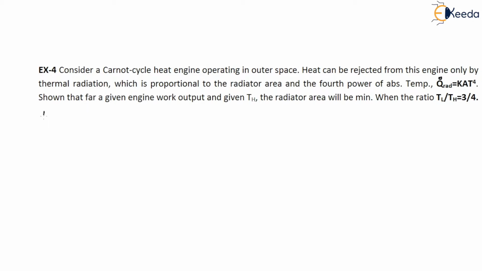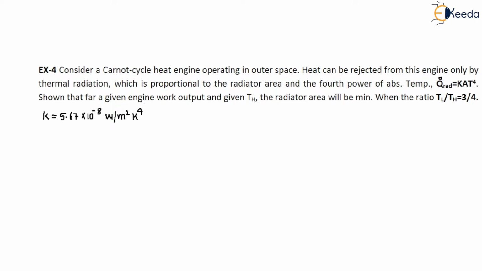And the value of K, the Boltzmann constant, is 5.67 times 10 to the power minus 8 watt per meter square Kelvin to the power 4. This is the Boltzmann constant K. That means radiation heat transfer is directly proportional to the area of the surface through which the radiation is transferred, and T is the absolute temperature in Kelvin.